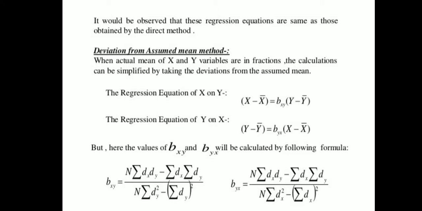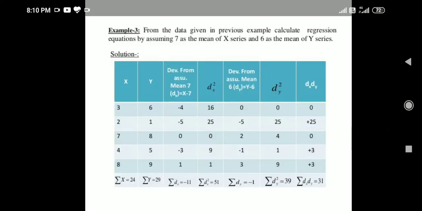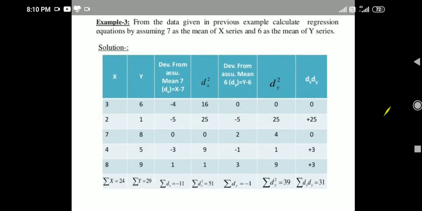Here bxy equals n into the sum of dx dy, where dx is the deviation taken from the assumed mean, any value, not exactly the average. You can take any value, take the deviation, and take the sum of the product of deviation of x into deviation of y, minus sum of deviation of x into sum of deviation of y, divided by capital N into sum of dy squared minus the square of sum of dy, where dy means deviation of y. Similarly for byx, substitute values from the above table and you get this.